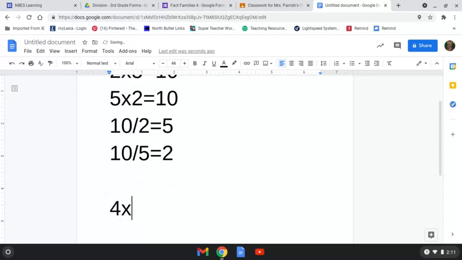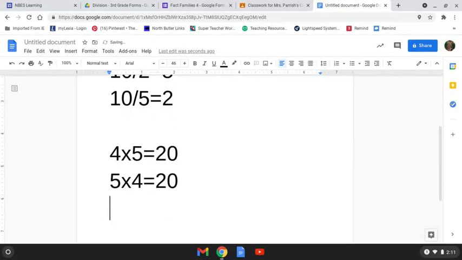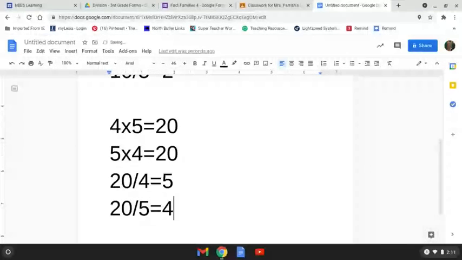Let's say you have 4 times 5 equals 20. Okay, let's give the second member of that family, which is another multiplication sentence. 5 times 4 equals 20. Okay, now let's do the two division members of that family. Here's our dividend, 20, divided by our divisor, 4 equals 5, our quotient. And then 20 divided by 5 equals 4.